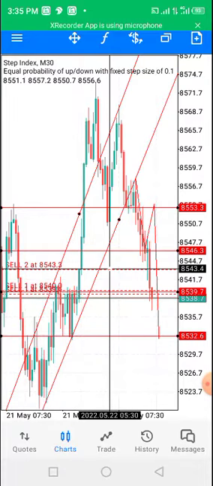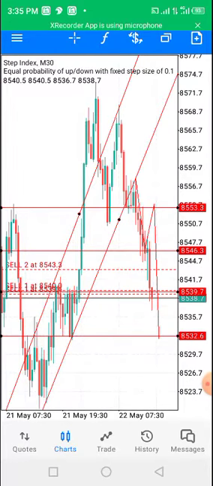Okay, first of all, like I said, you have to know how to use support and resistance. You have to know how to use your trend line and your horizontal lines. You have to be perfect in these things. And how do you use your trend line?